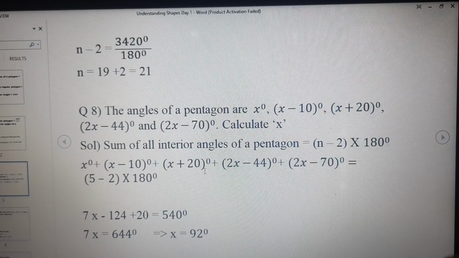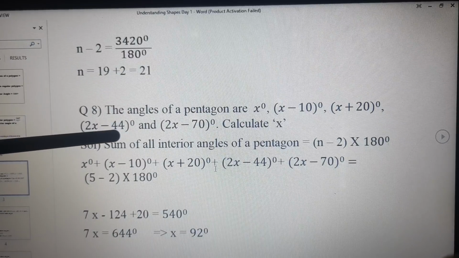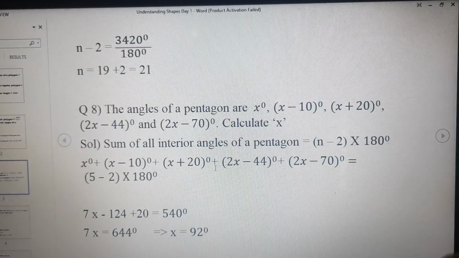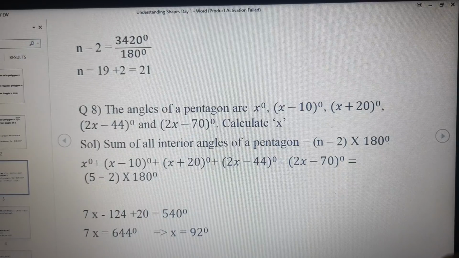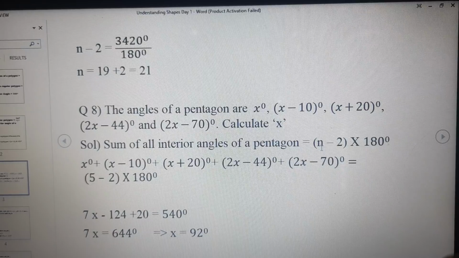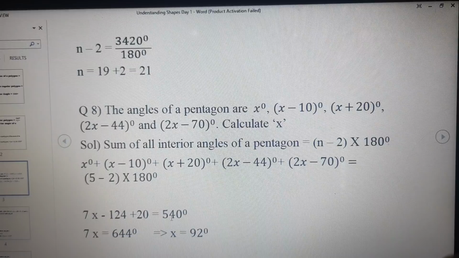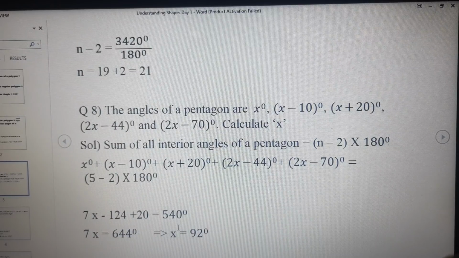5 sides are there. So we can apply the formula, sum of all interior angles of a pentagon. And the formula says (n minus 2) into 180 degree. On the left hand side, we'll calculate the sum of all the angles which have been given. 1, 2, 3, 4, 5. 5 angles have been given. So we have calculated the sum of them, is equal to, n is 5 here, (5 minus 2) into 180 degree. So it becomes 3 into 180 degree, that means 540 degree.